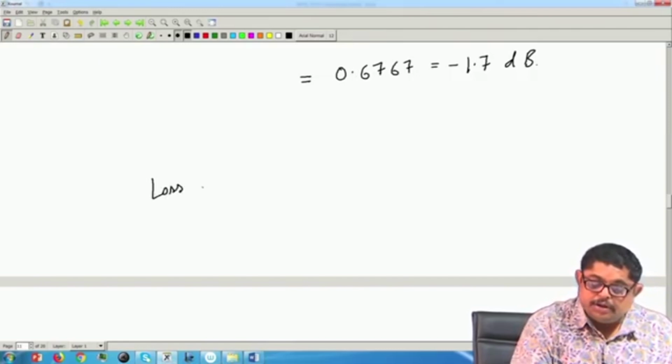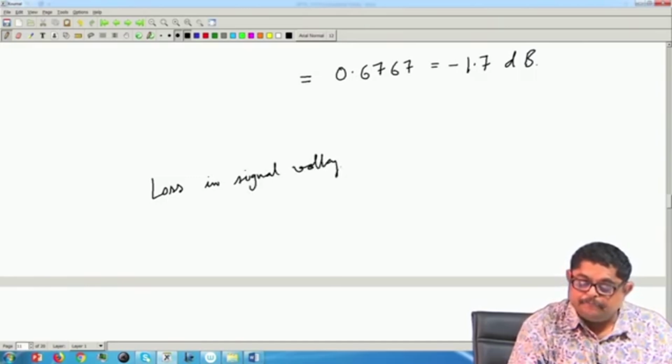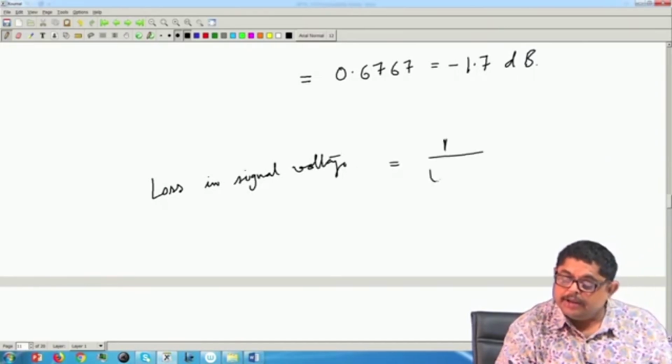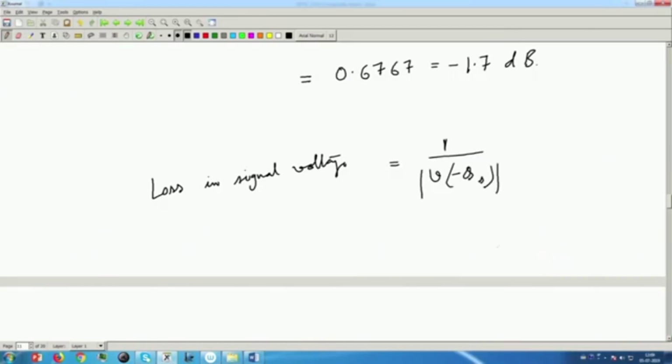So, loss in signal voltage, that will be 1 by V minus theta s, and so it will be e to the power minus a square by 2 theta s square. If you put this value, it will be again 0.8227, and that is also minus 1.7 dB. So, both power and voltage will have this loss.